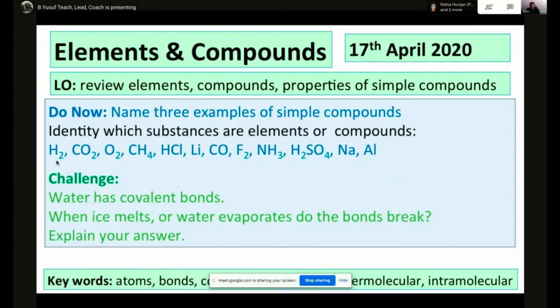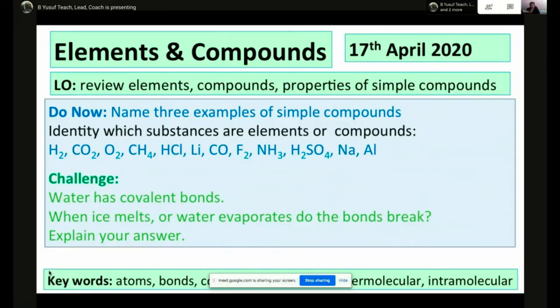You don't need to worry about whether you know them. Can you identify which ones are elements and compounds? Now, if you find that very straightforward and easy, the challenge is here. Water has covalent bonds. When ice melts or water evaporates, do the bonds in water break? Explain your answer. And at the bottom, we've got a number of keywords that we're going to be using in our answers and explanations today.